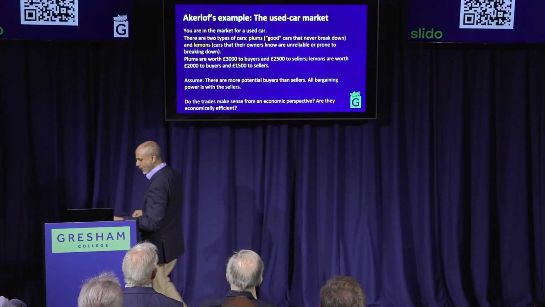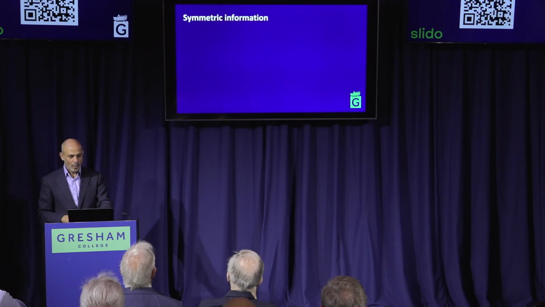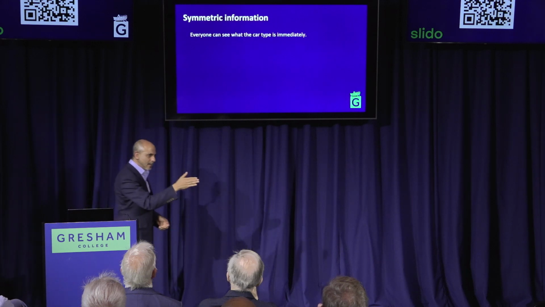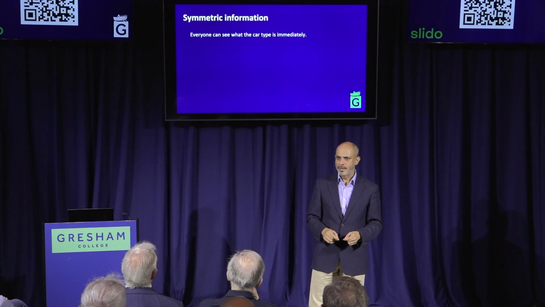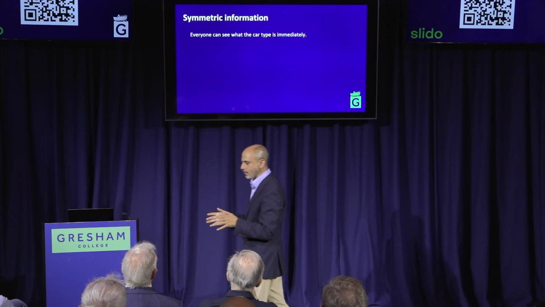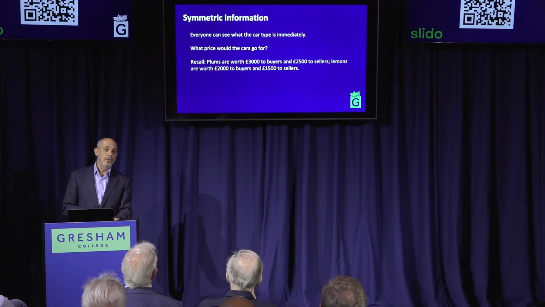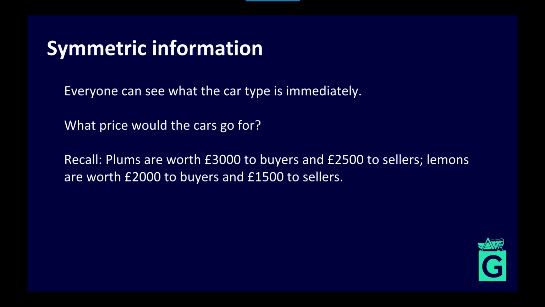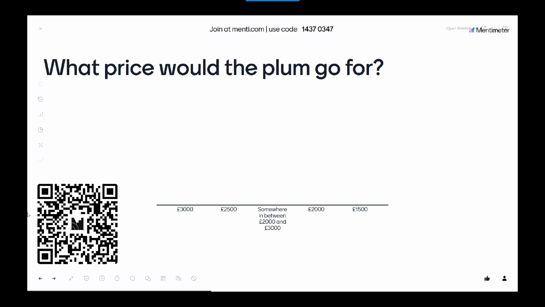So let's start with the first question, which is in the case of symmetric information. Question here is, you walk in there, there's no asymmetric information. You walk in, you look at the car, and say, oh, that's a plum, that's a lemon. Instantly, it's obvious to everybody. Everybody has the same information. In this case, what price would the cars go for? So let me ask you this. If you take the plum alone, what price would they go for?